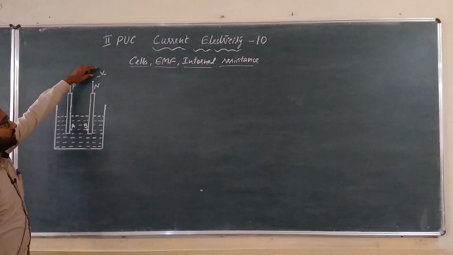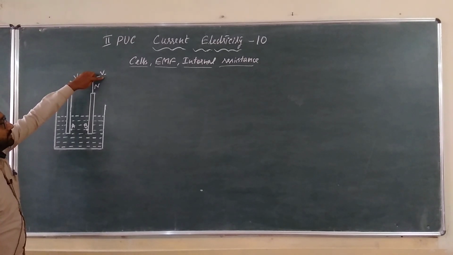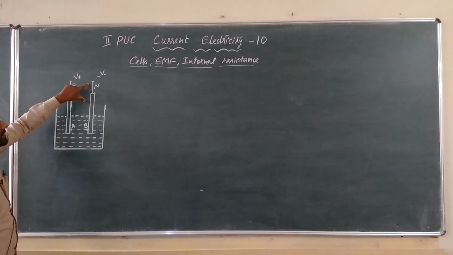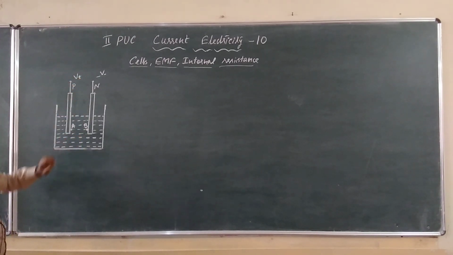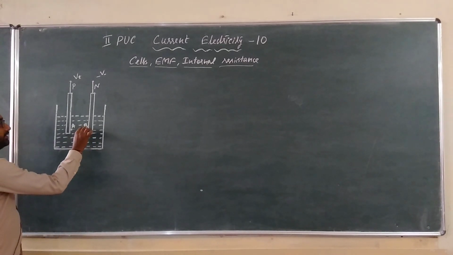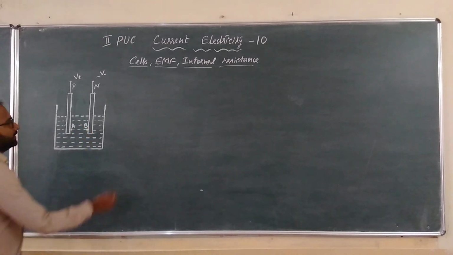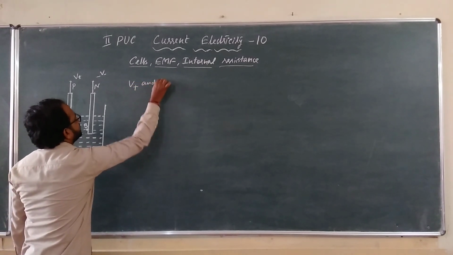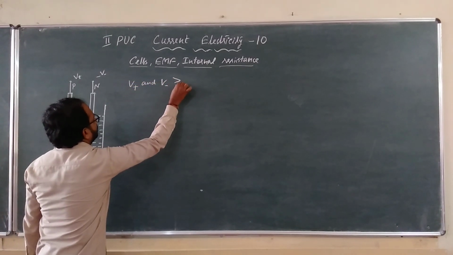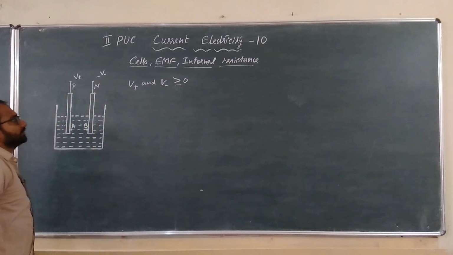Similarly, minus V minus is the potential developed by the negative electrode of the cell with respect to the electrolyte solution, that is with B. So here V plus and V minus are greater than or equal to 0. They are not negative.